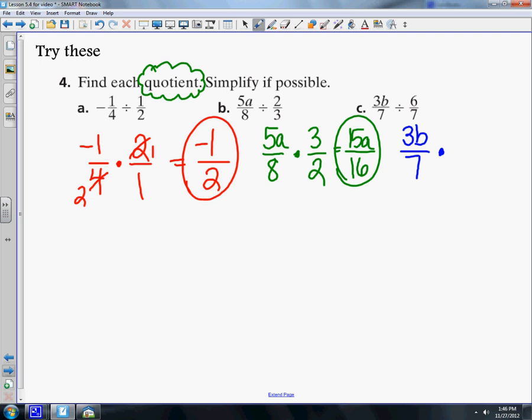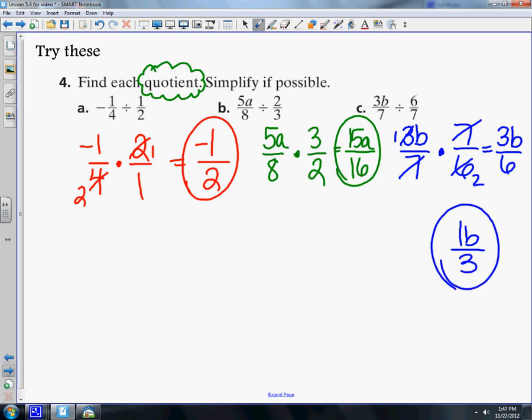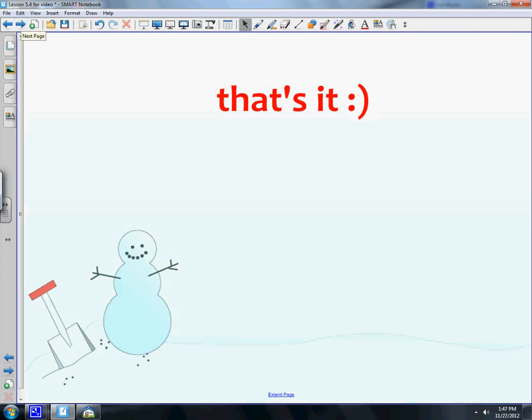And then lastly, same, 3b/7. Change the sign from division to multiplication and flip the last one. So this one's nice because I have a 7 and 7 that can both cancel out. So I get 3b/6, and then I can do my numbers. 3 goes into 3 once, and 3 goes into 6 twice. So I get 1b/3. So that is it for your notes.